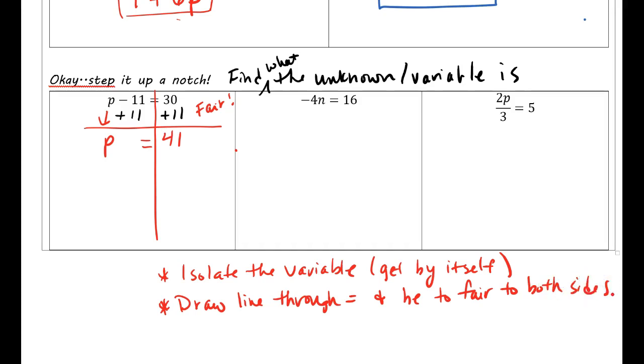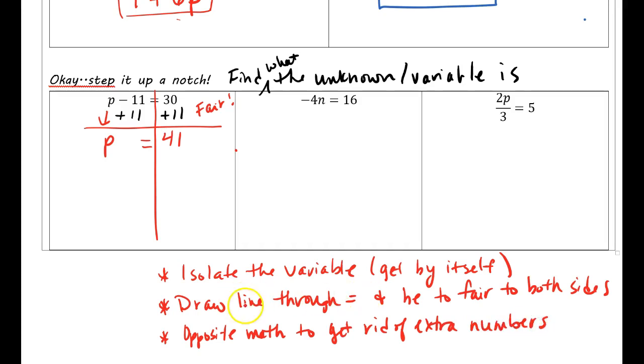Okay? Now, how did I know to do a plus 11 right here? Well, if you want to move a number across the line, or if you want to cancel out a number, you are doing the opposite math of what you see. Opposite math to get rid of numbers. All right, these are 3 very critical rules, but if you know them, then you'll be able to get yourself out of any problem that you see.